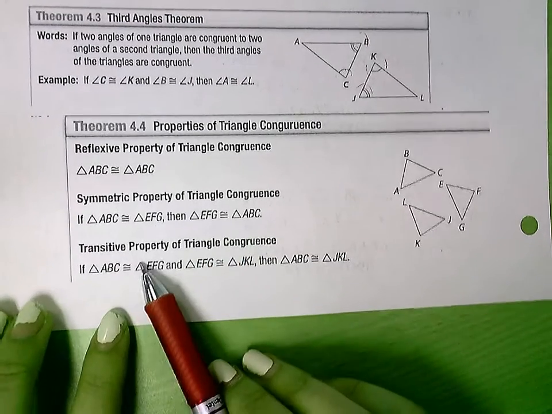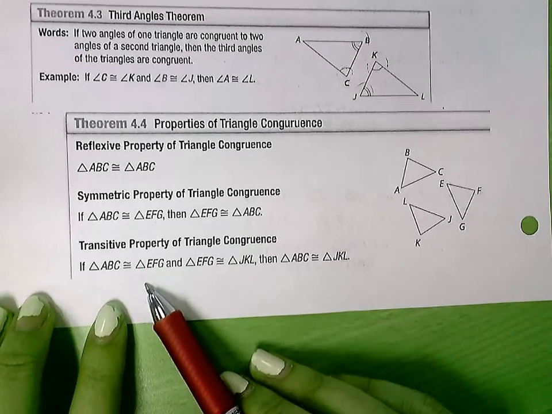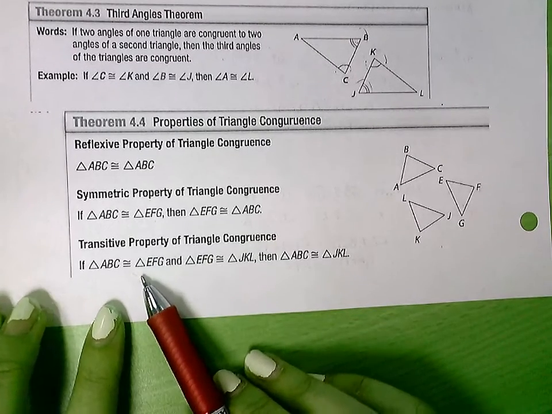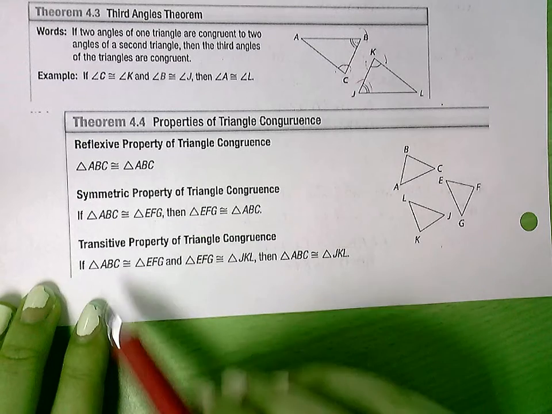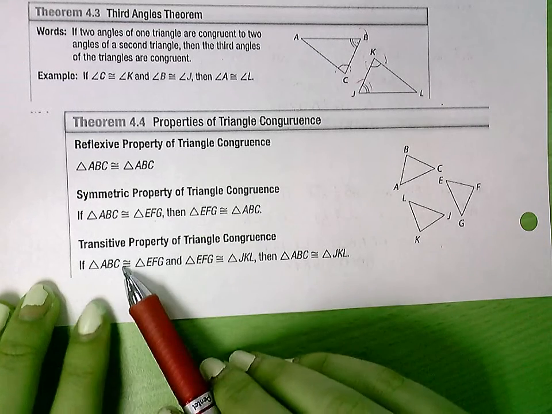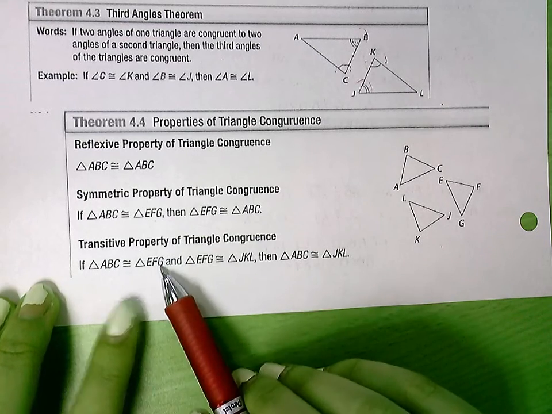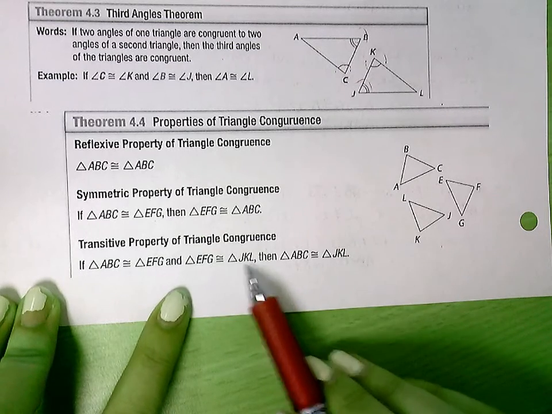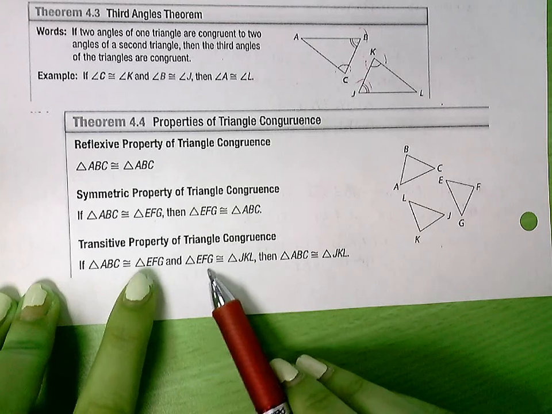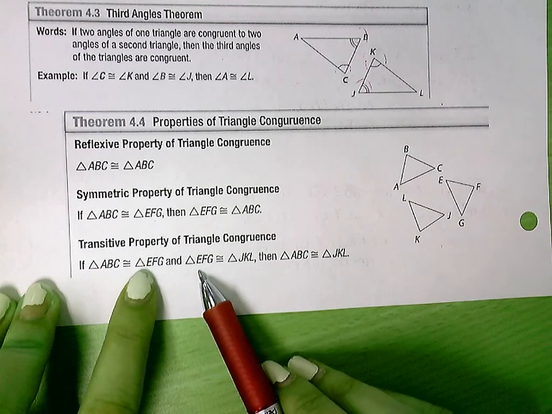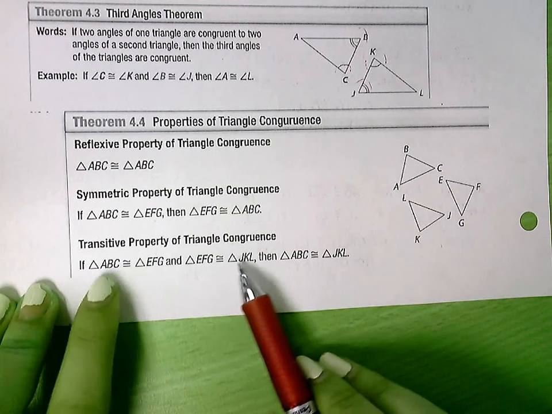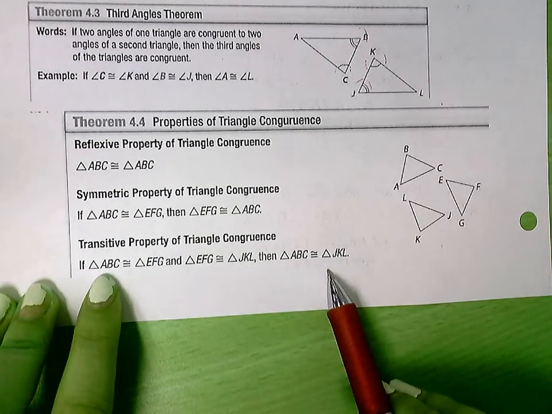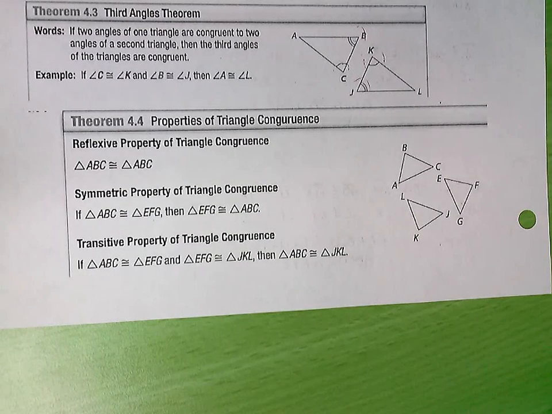The last one is the transitive property of triangle congruence. It's just like our normal transitive property, but with triangles. If I have triangle ABC congruent to triangle EFG, and triangle EFG congruent to triangle JKL, since these two are congruent to the same triangle, they have to be congruent to each other. Again, just the transitive property, but with triangle congruence.